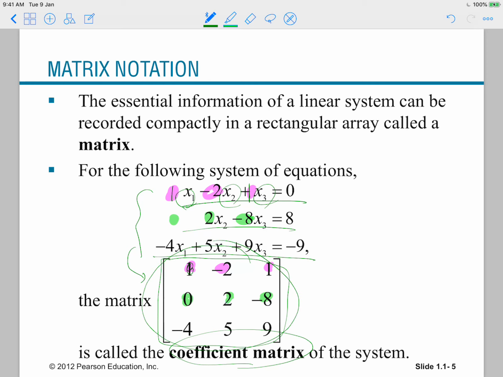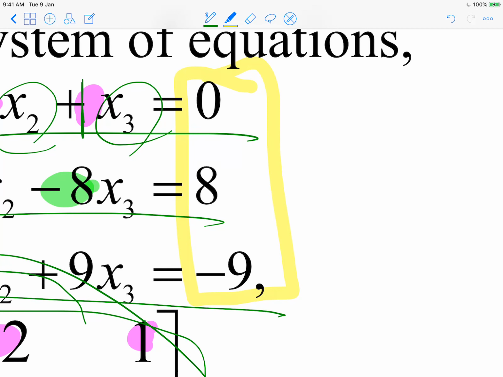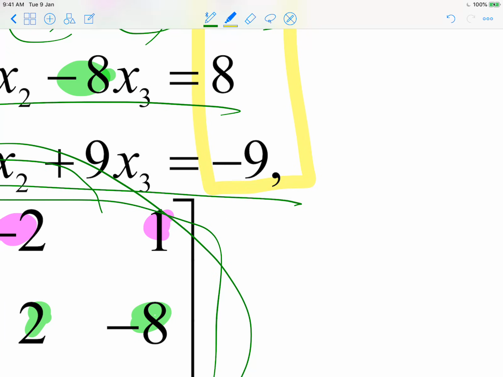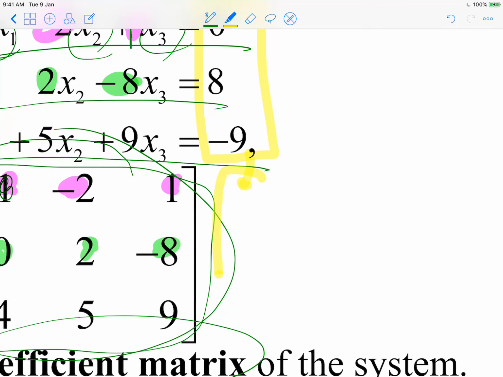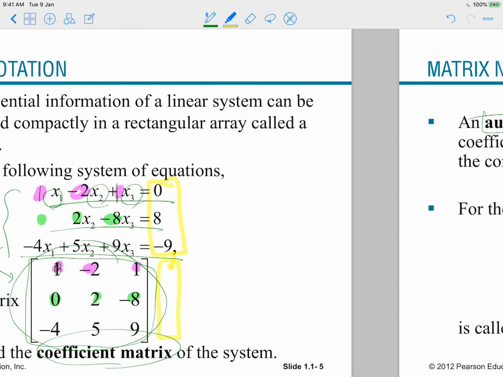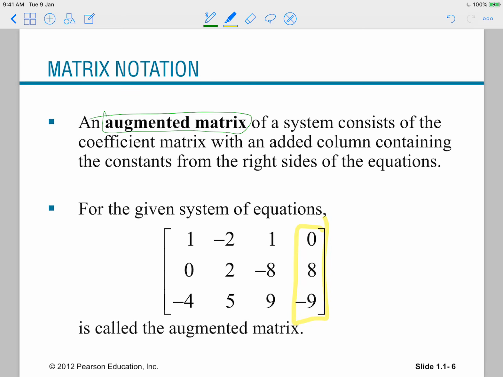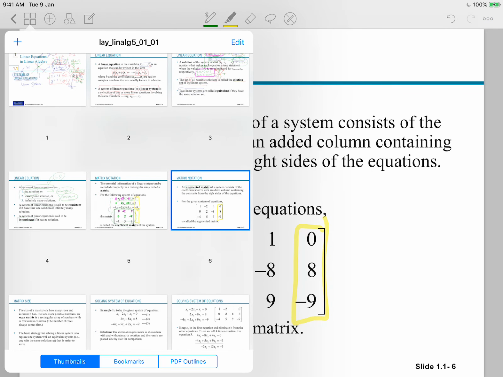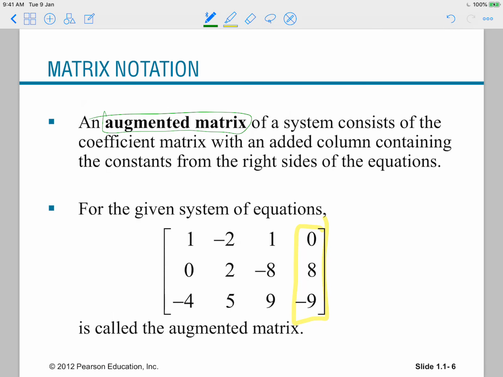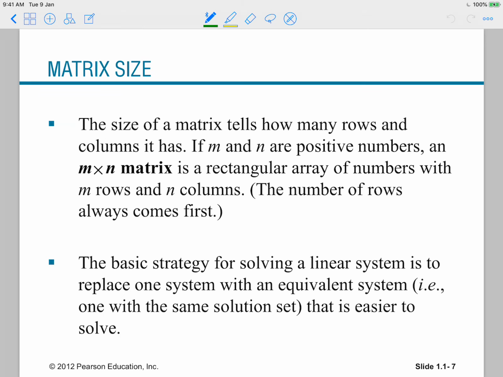So we understand the coefficient matrix, but how about this part? 0 and 8 and -9, which is the constant value on the right hand side. Okay, so we just bring that into the fourth column, or the last column, to form our augmented matrix. Okay, so this is just a term, but we will heavily use these coefficient and augmented matrices in your exercise or homework problems.